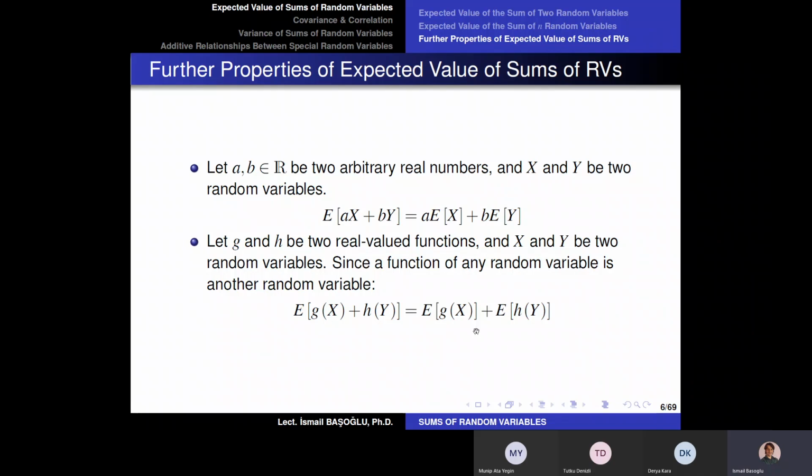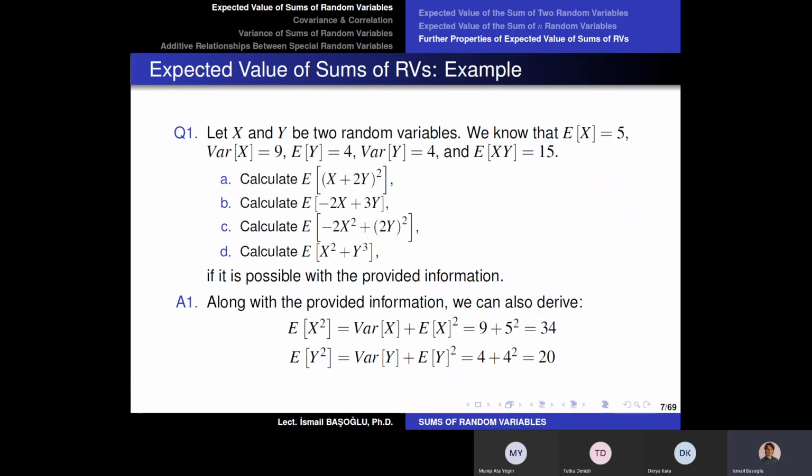Now, we are going to use our knowledge to solve this question. We have two random variables, X and Y. So the question gives us this information. The expected value of X is 5. The variance of X is 9. The expected value of Y is 4. And the variance of Y is 4. And further, another piece of information is the expected value of X times Y, which is 15.